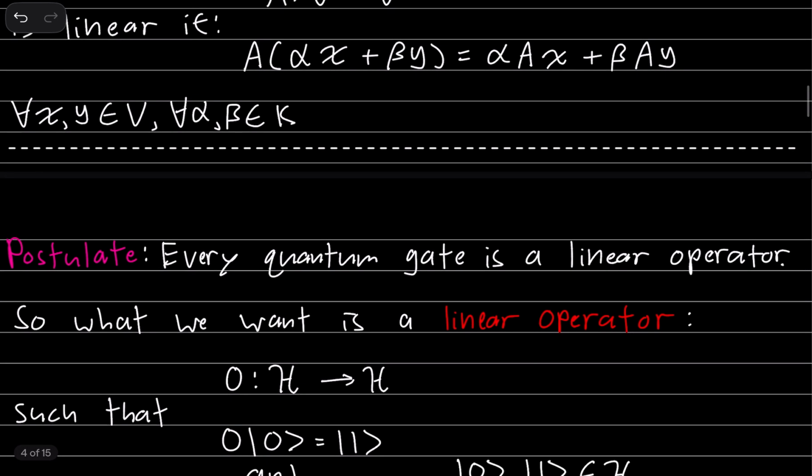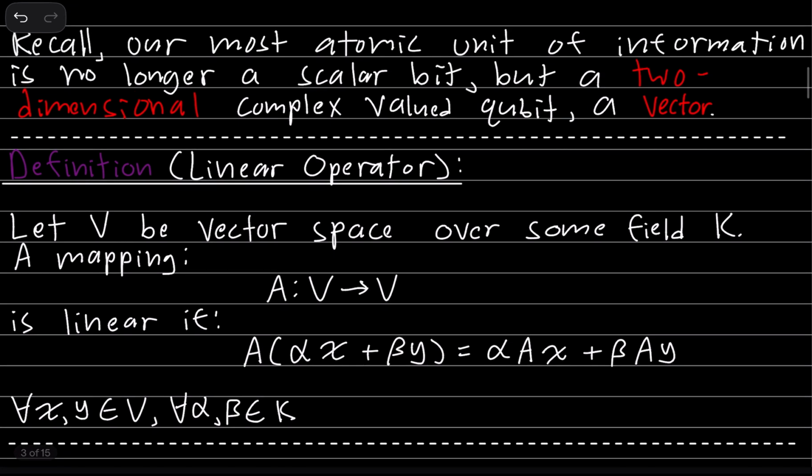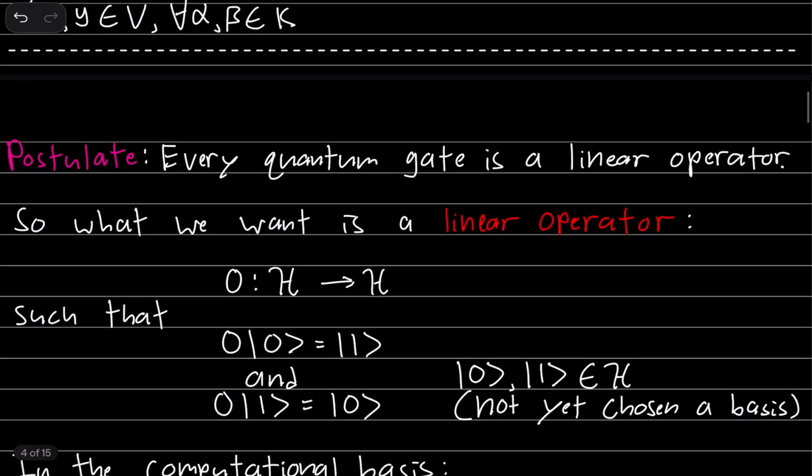And so we have this postulate here. I'm not going to prove this; we're just going to take this as a given. Every quantum gate is a linear operator, one of these mappings A that obeys this property. So what we're looking for is a linear operator, we'll call it O, that maps Hilbert space into Hilbert space. For now, just think of Hilbert space as where these arbitrary quantum states live before we project them into a basis, into a vector that we can work with.